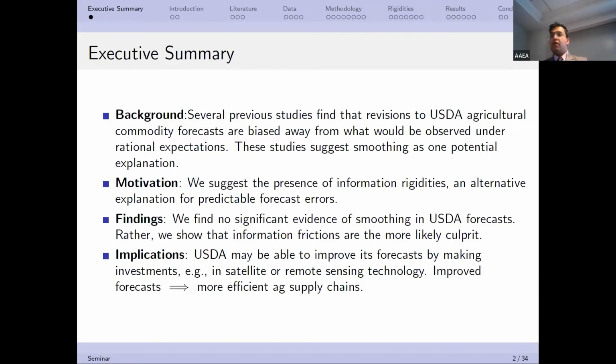There are several previous research studies in the agriculture literature which find that USDA forecasts are inefficient because the revisions that USDA makes are correlated with the past revisions. The majority of these studies conclude that this is because of smoothing. Smoothing is a phenomenon wherein past revisions are correlated, but there's much more to smoothing.